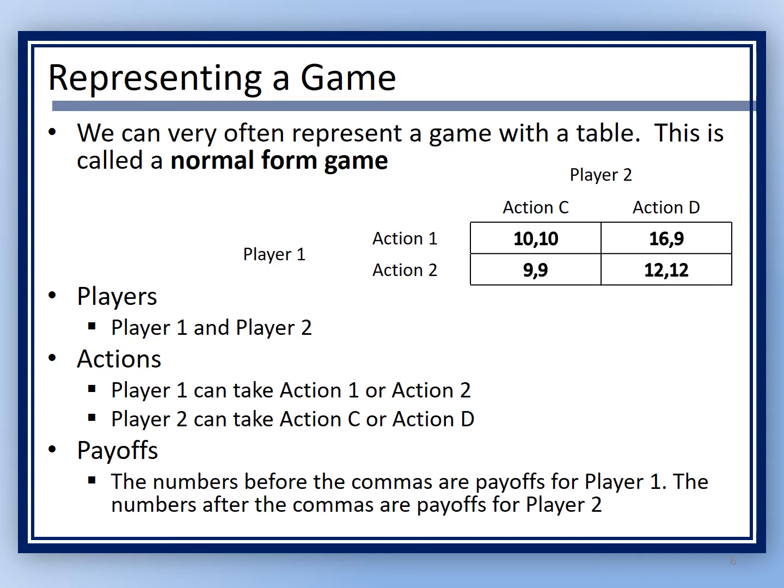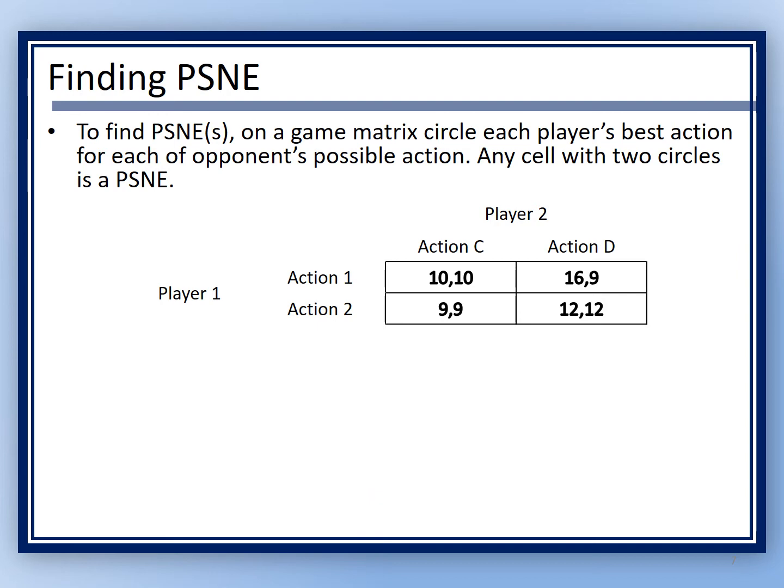So that's the idea. And now, how do you find the Nash equilibrium? In other words, how do you find the combination of actions that would lead to a stable outcome? No one wants to change. The way to do it is by drawing circles. And I'll walk you through the logic. Let's start with what player 1 would want to do.